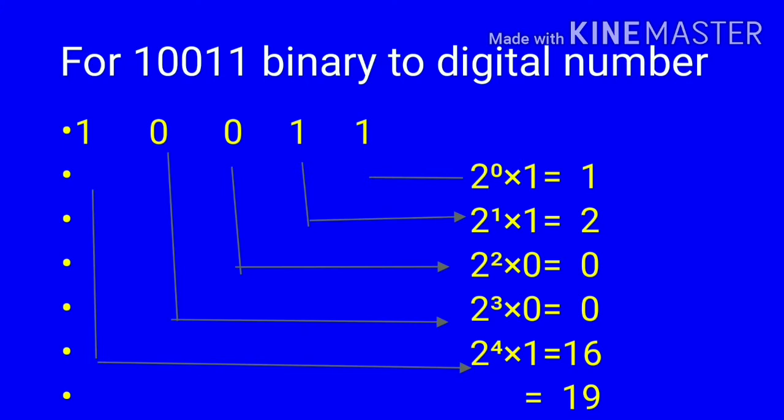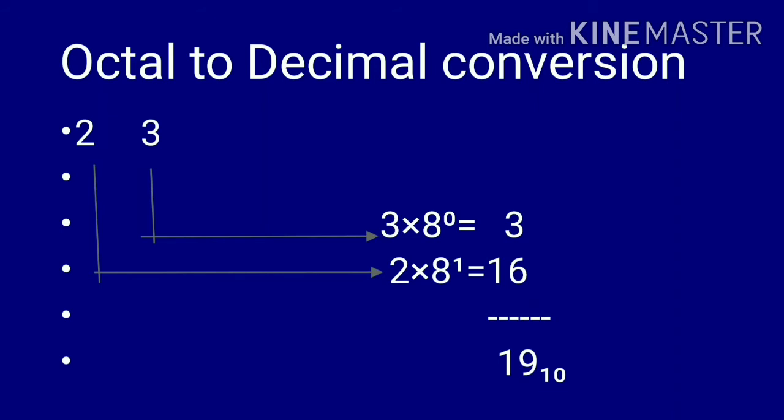Then we consider 10011. 1 into 2 power 0 equal to 1. Then 2 power 1 into 1 equal to 2. 2 power 2 into 0 equal to 0. 2 power 3 into 0 equal to 0. 2 power 4 into 1 equal to 16. Then adding, we get 19. Therefore, the binary number 10011.1001 converted into decimal is 19.6.